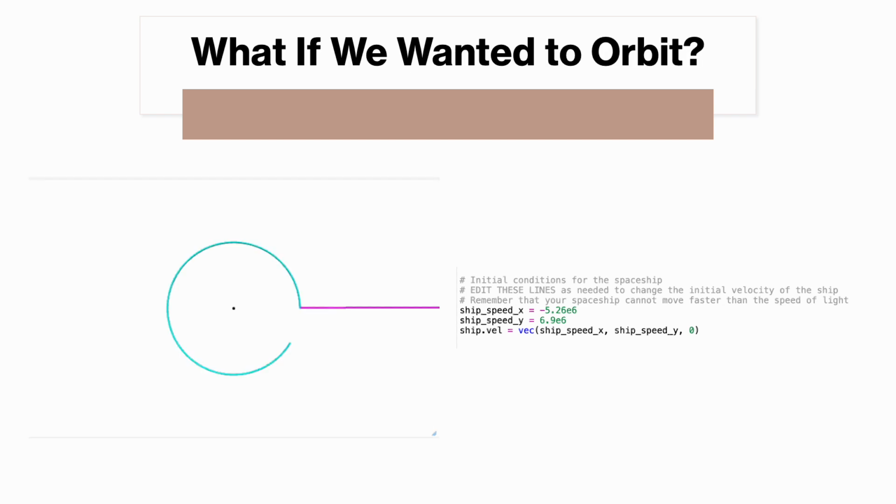But what if we wanted to orbit? In that case, we would have to significantly lower the y component of the velocity, making it do a complete orbit revolution around the black hole.